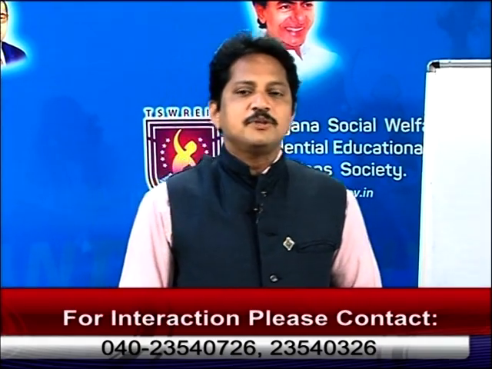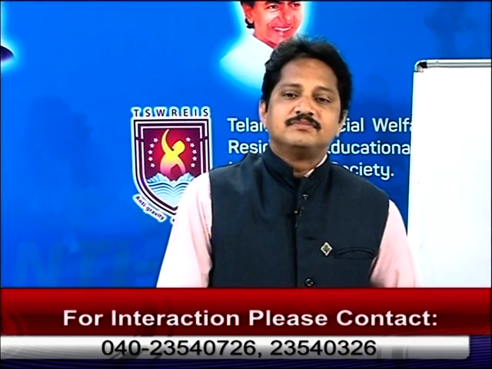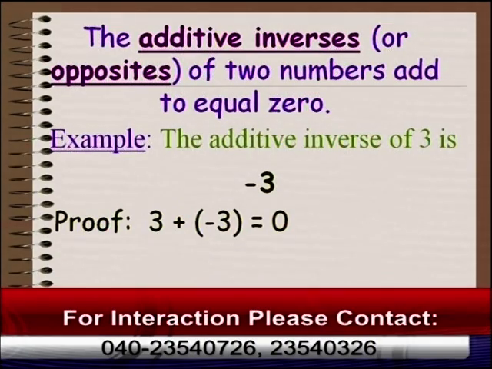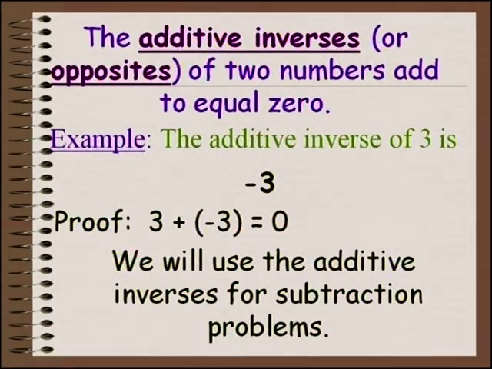Here I am using the words additive inverses or opposites. Two numbers whose sum is equal to 0. What is the additive inverse of 3? Which is minus 3. Just now I used 3 plus minus 3, which is 0. Okay, we will use the additive inverse for subtraction problems.